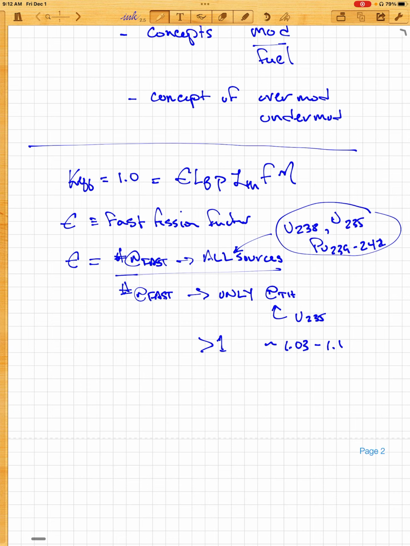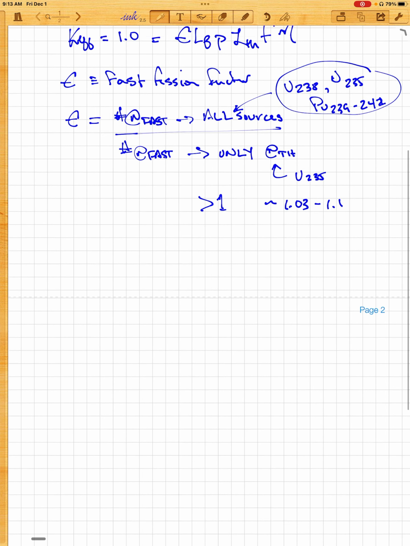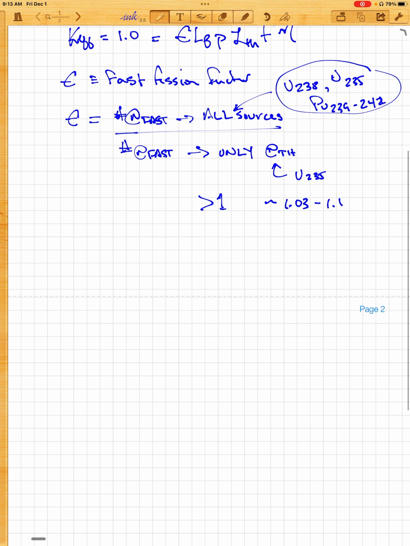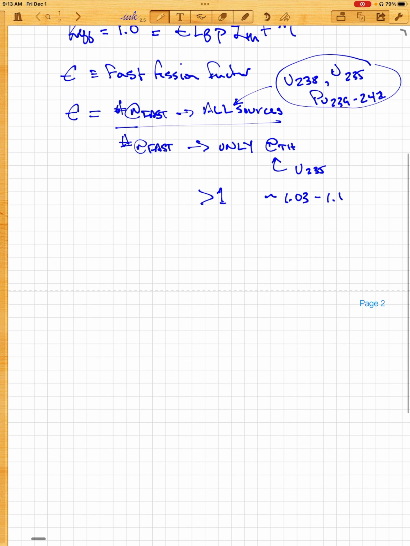So this guy, it does change over core life, but you're not God, so you can't really change how much U-238 and how much plutonium-241 is in the core. So there's really nothing we as operators can do about the fast fission factor, but it is there and it adds reactivity. So let's just be able to explain that, and why we're going to ignore it. All right. So what's next?